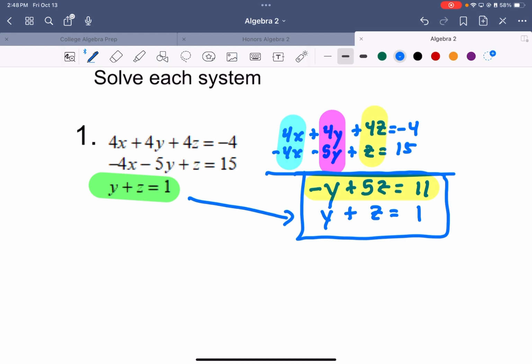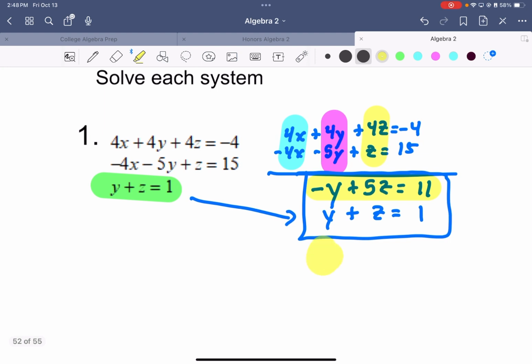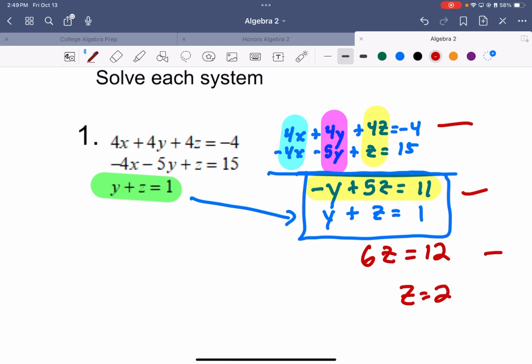So now I'm going to try to see if I can combine those and eliminate a variable. And if you notice, I've got negative y and y. If I take negative y plus y, that gives me nothing. 5z plus z, that's 6z's. 11 plus 1 is 12. So I've gone from 3 to 2 to 1, and now I can solve. So 6 times what is 12? 6 times 2 is 12. So my z value now I know is equal to 2.